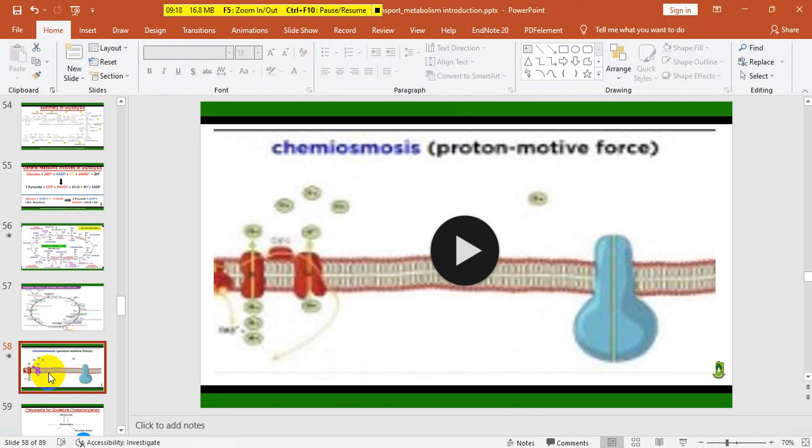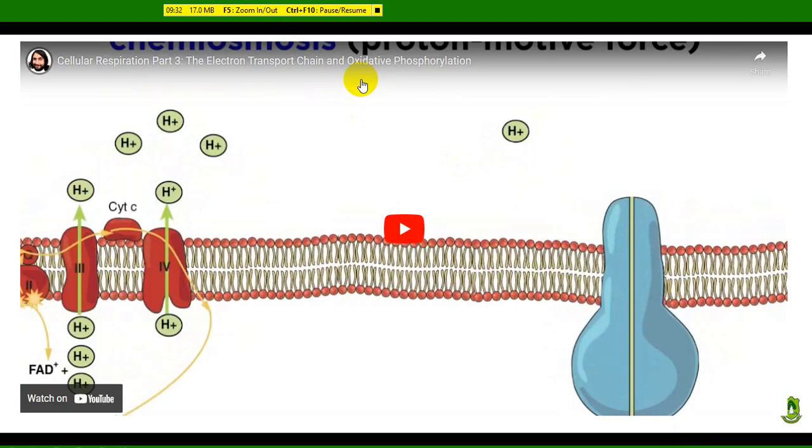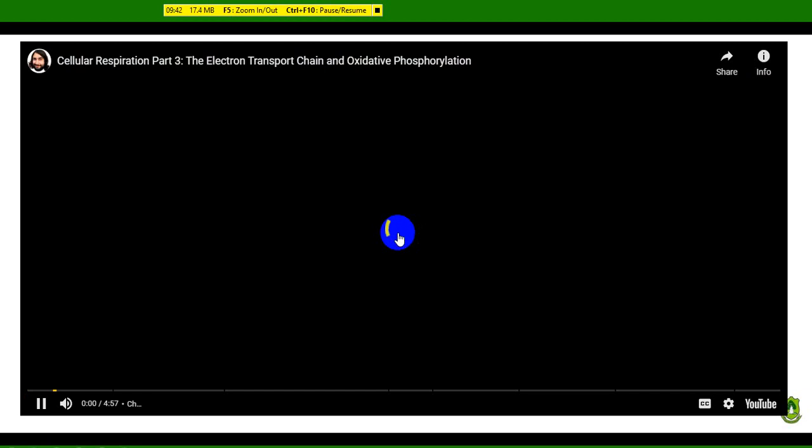So let's now look at chemiosmosis or oxidative phosphorylation. Let's look at oxidative phosphorylation. This is a process also called the electron transport chain, or chemiosmosis. So let's see what it entails.